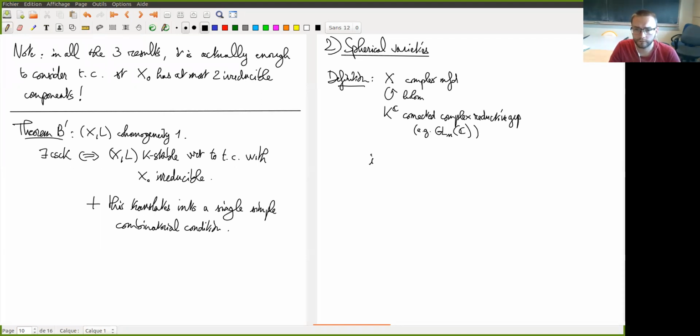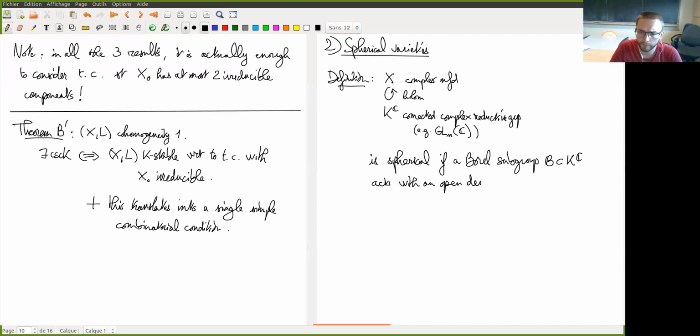Then this data is called spherical if a Borel subgroup B of this group K_C acts with an open dense orbit in X. For example, in the case of GL_N, the upper triangular matrices give you an example of a Borel subgroup. That's a not very enlightening condition, but it turns out to be a definition that works well for several reasons.